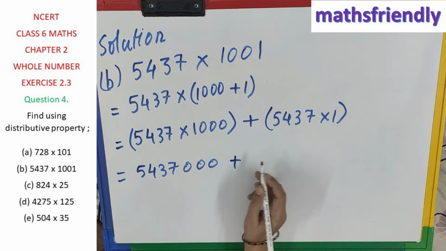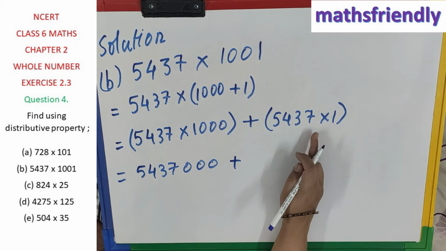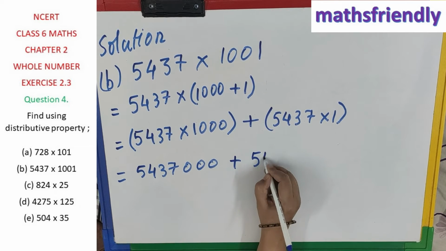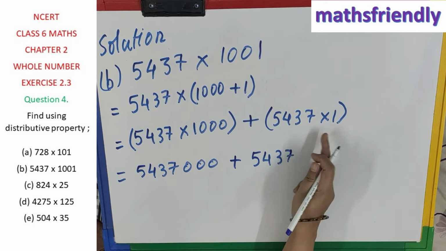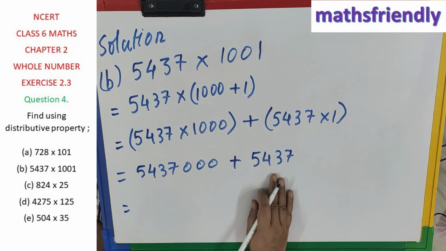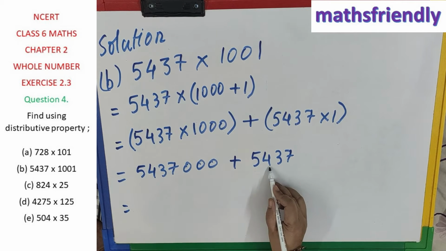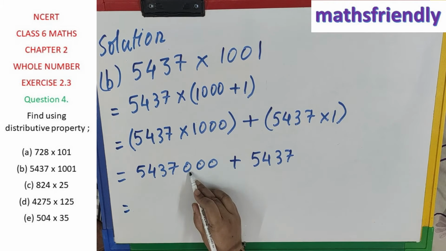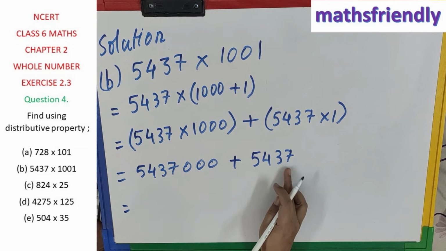Now plus sign is there. 5437 multiplied to 1. So what will be the answer? 5437. Anything multiplied to 1 gives that same number. Now we have to add these two numbers. Okay, ones, tens, hundreds place. This is ones, tens, hundreds place. So zeros will be added to these three.